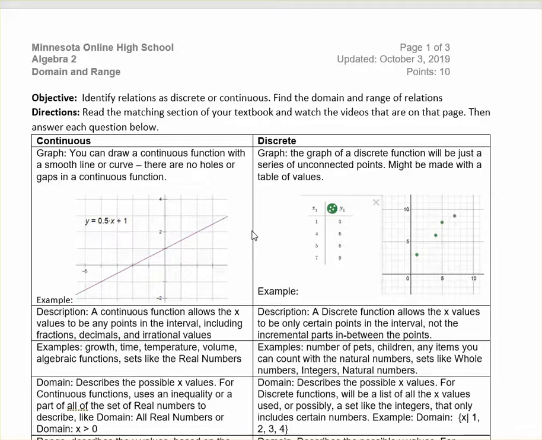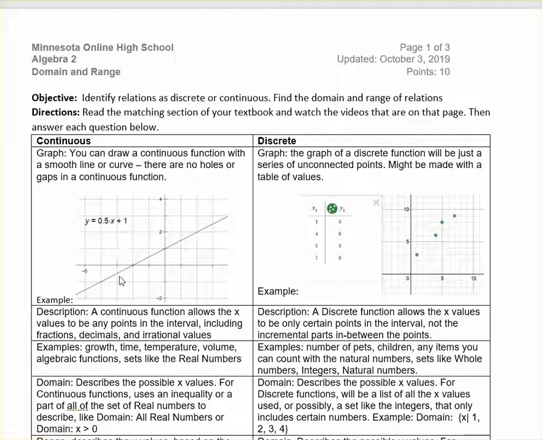This is Ms. DB. In this video, we are going to review the concept of domain and range, and we're also going to identify relations as discrete or continuous. We have discussed this in a previous folder, but we're going to keep talking about functions for the rest of this year, so it's really important that we understand.